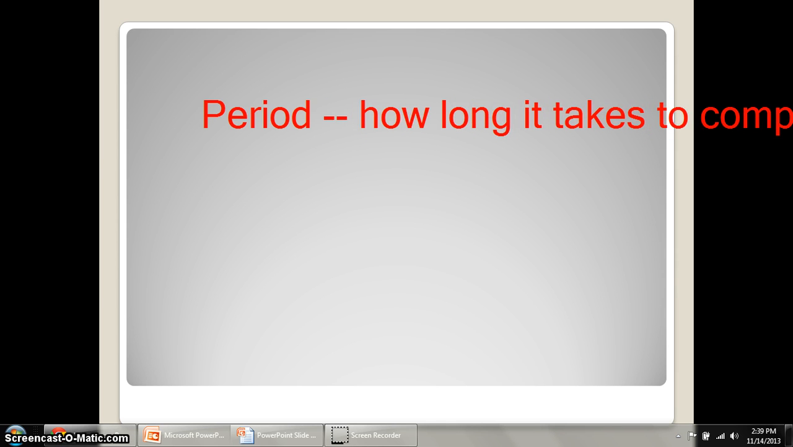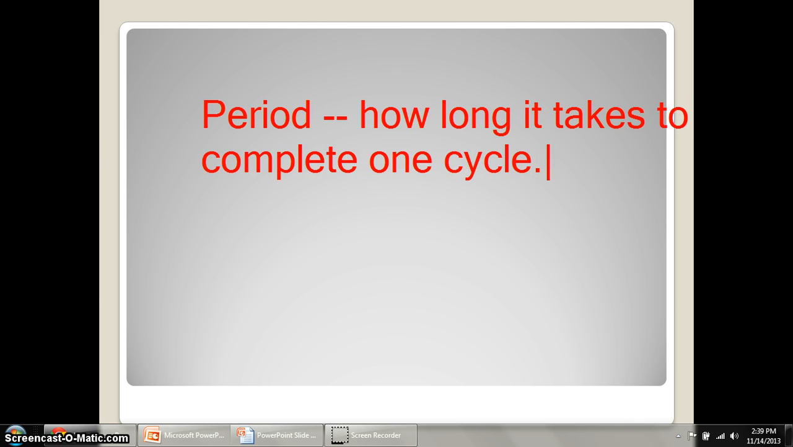Next are features of waves, but not necessarily a physical property we can see. There are three we're going to talk about. The first one is called period. So the period of a wave measures how long it takes to complete one cycle. So how long does it take a wavelength to go through the full cycle? The period is abbreviated with a capital T.